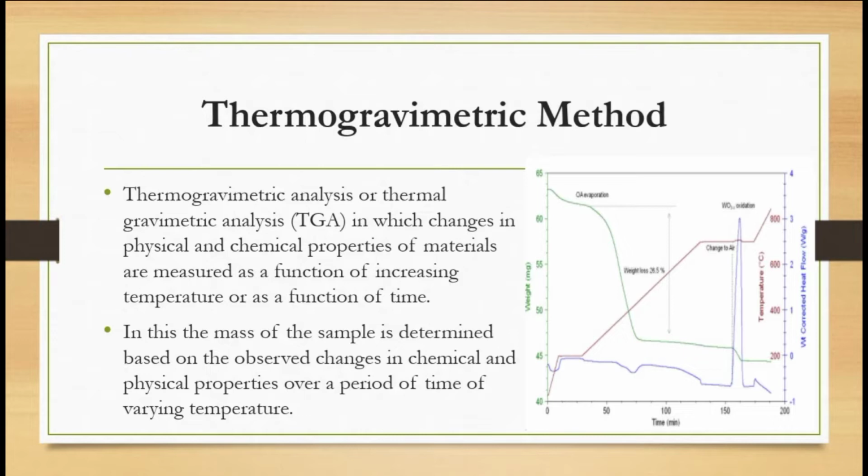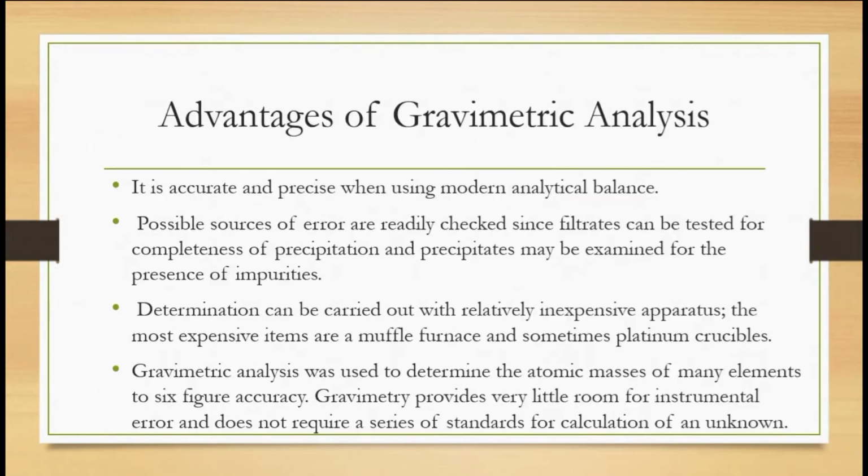Let's move on to the advantages and disadvantages of gravimetric analysis. The following are the advantages of gravimetric analysis. I will not read them one by one because it takes a lot of time, so let me summarize it for you. The advantages: if the methods are followed carefully, it provides exceedingly precise analysis, and it is used to determine the atomic masses of many elements to six-figure accuracy. It provides little room for instrumental error and does not require a series of standards for calculation of an unknown.